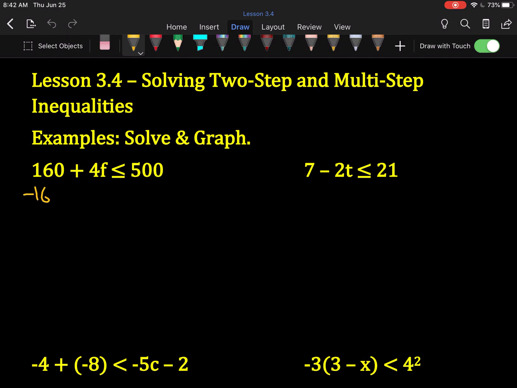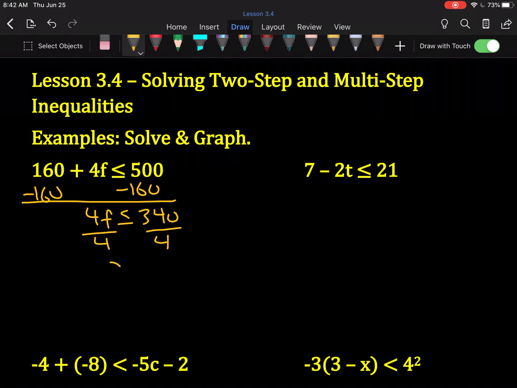Step 1, subtract 160 from both sides. That'll give me 4f is less than or equal to 340. Divide both sides by 4. F is less than or equal to 8.5. Throw down a number line, throw 0 and the 8.5 on it. Fill it in circle, arrow to the left.